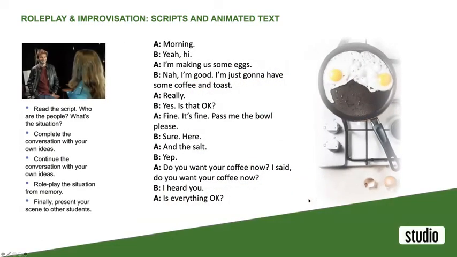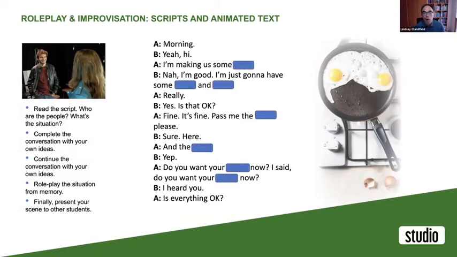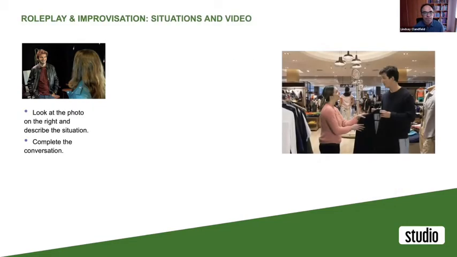You're welcome. So this is how I do the whole activity: they read the script. Who are the people? What's the situation? They complete the conversation with their own ideas. They continue with their own ideas, then they role play from memory. But to help them enhance it, I put those boxes to cover up certain words and then they do it again. So you can do this with any dialogue, like about trying on clothes or buying things in a shop or whatever. Okay. So that's another kind of activity.